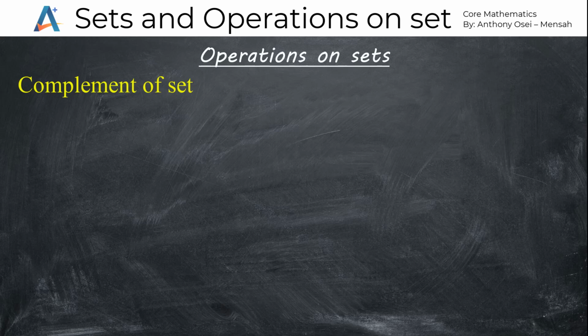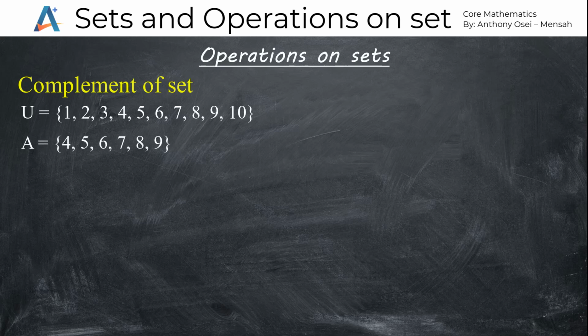Now, I've given you an example of the universal set in this illustration. The universal set is given as 1, 2, 3, 4, 5, 6, 7, 8, 9, 10. These are the counting numbers from 1 to 10. So that is the universal set. Now, I've given you a subset A, where A is 4, 5, 6, 7, 8, 9. And what I'm going to do is to explain complement of set.